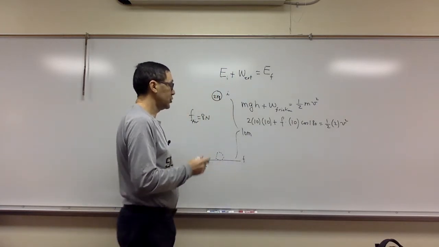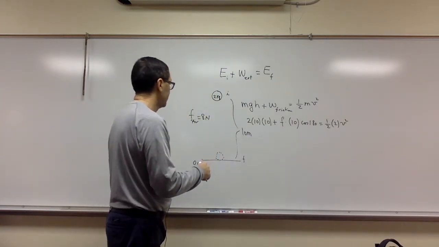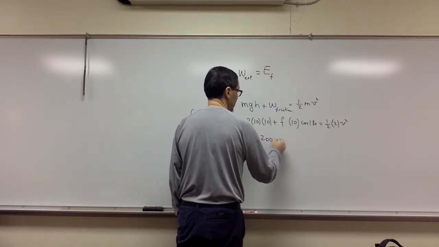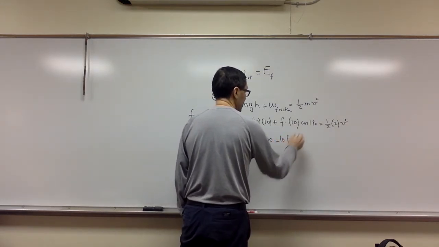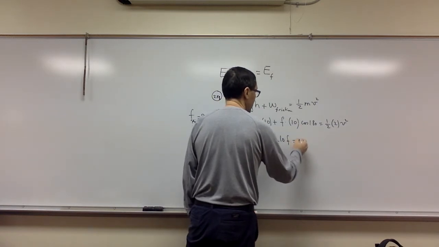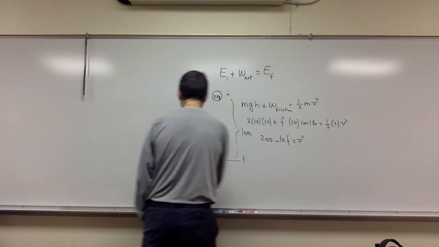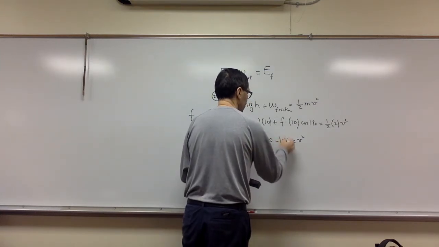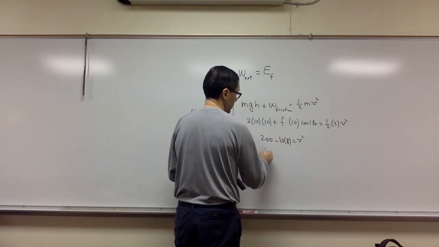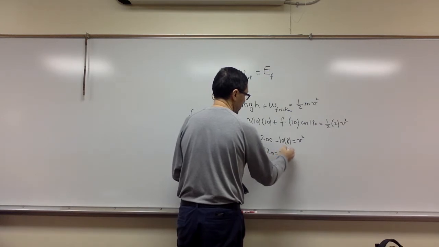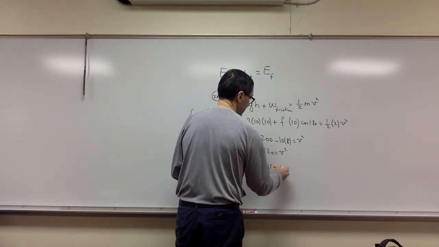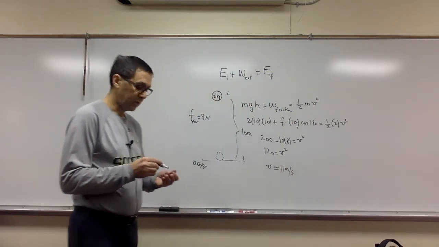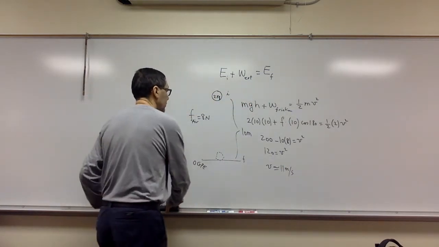And our speed obviously should be less than what we had earlier. So this is basically 200 minus 10F, because the minus comes from the cosine of 180, equals v squared. Well, the F is 8, so I'm going to put that as 8. So it's 10 times 8. So what is that? 120 equals v squared. And v is close to about 11 meters per second, because 11 squared is 121. All right, so let's do another example.